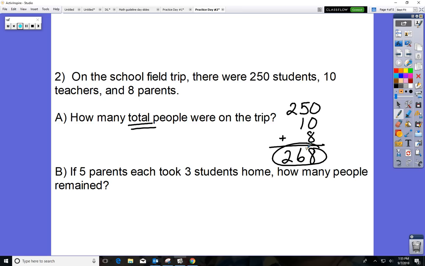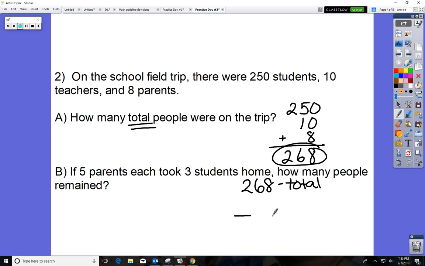Letter B says, if 5 parents each took 3 students home, how many people remained? So we know there were 268 people on the trip. So that's our total. If we want to see how many people remained, or how many people were left, that's another word for remained.